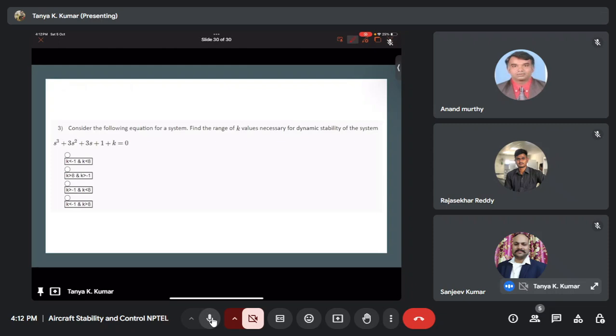Consider the following equation for a system. Find the range of k values necessary for dynamic stability of the system. So we have studied the Routh criteria. We have studied a couple of conditions from it. First one was that all the coefficients should be greater than 0. And the next one was that all the coefficients in the first column of the Routh table must be greater than 0. So please try to find out using these two conditions. What are the conditions imposed on k?